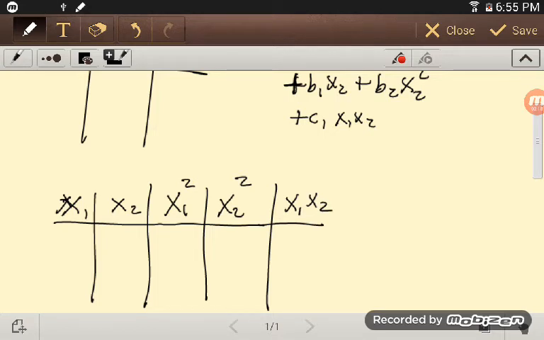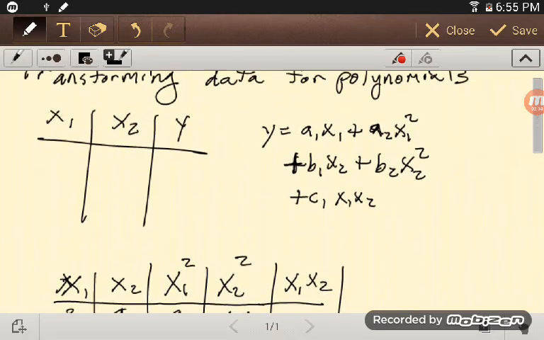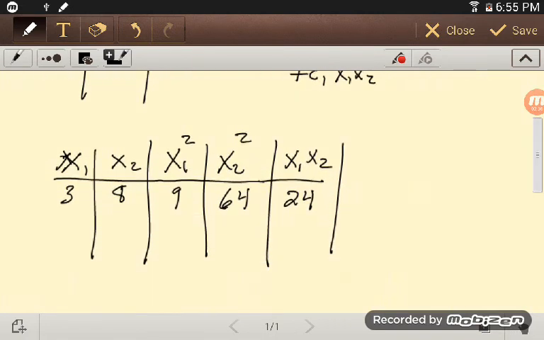so as we look at our data, if this was a 3 and this were an 8, something like that, then this would get populated with 9, this would get populated with 64, this would get populated with 24, and was that it? Just those 5 variables.